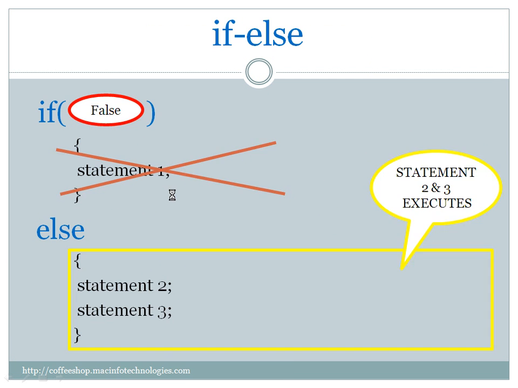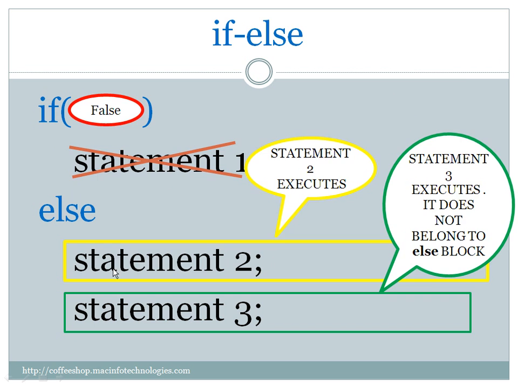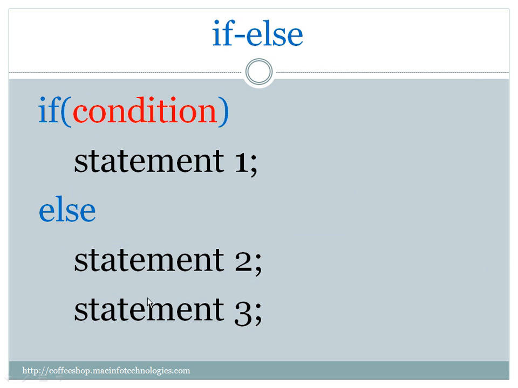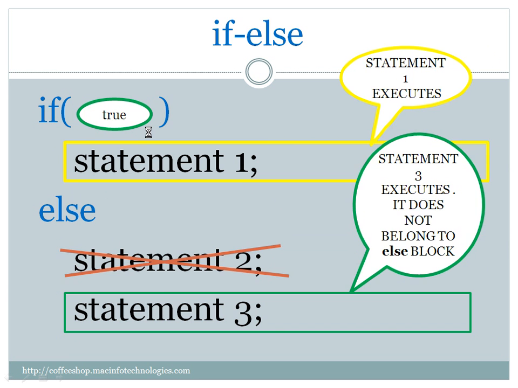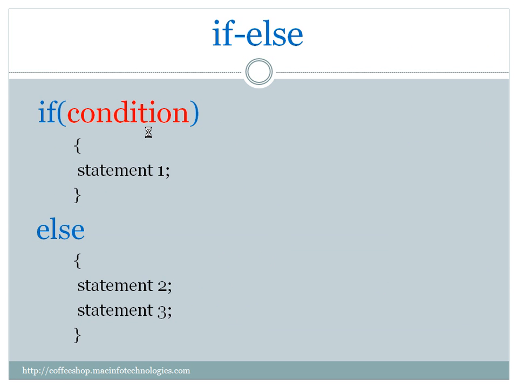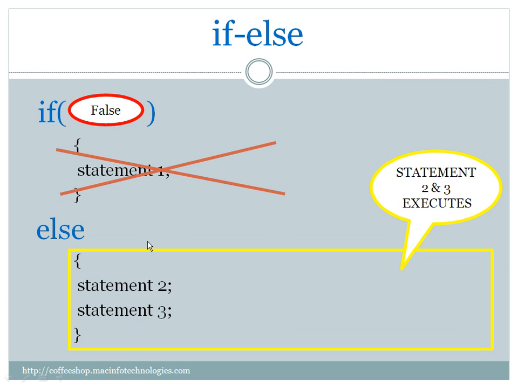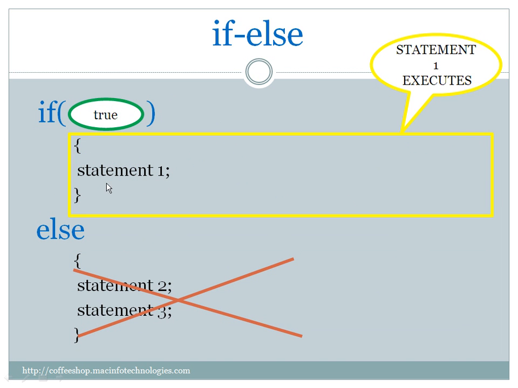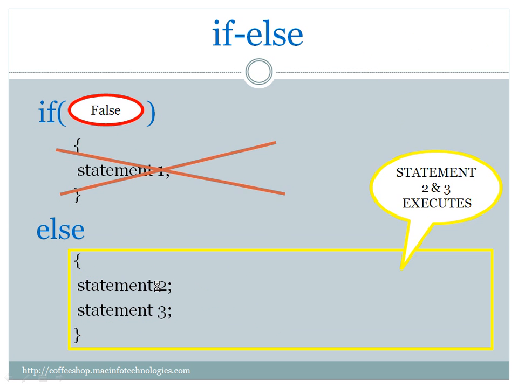If we don't write the curly braces, like this, statement 3 does not belong to the if-else structure. It definitely will be executed irrespective of whether the condition is true or false. So if you want statements 2 and 3 to execute only when the condition is false, you have to put them in the curly braces. Whenever the condition is false, both statements execute. When the condition is true, only statement 1 executes and statements 2 and 3 are skipped.